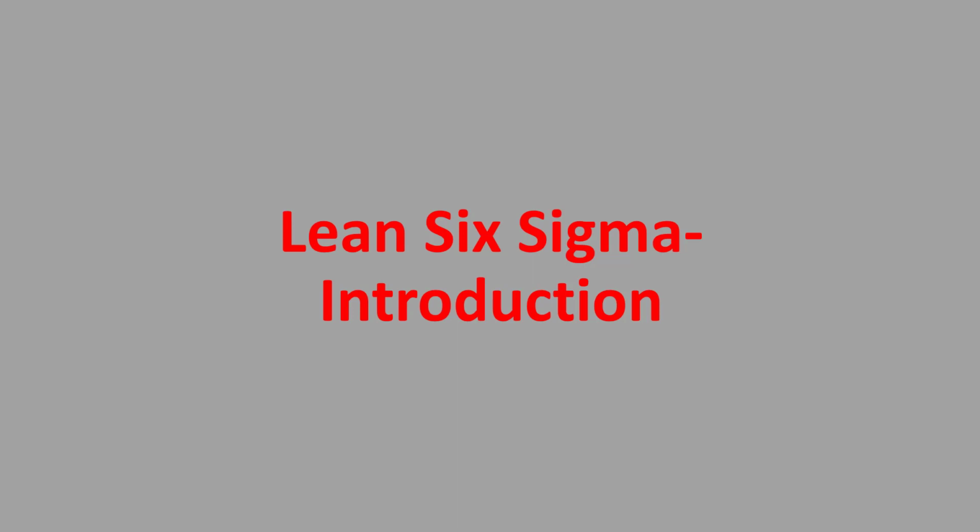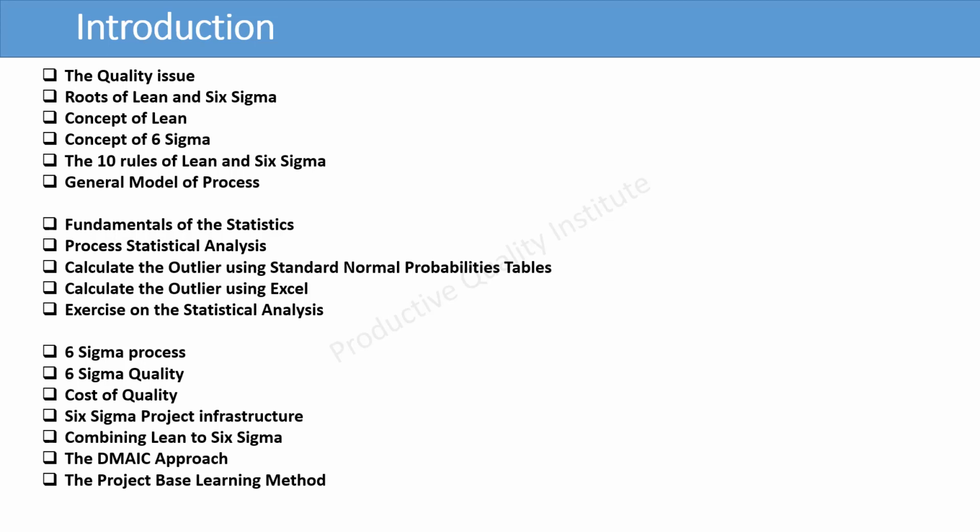Ladies and gentlemen, we will start now part 2 of the second lecture in the Introduction module. We will continue to understand the fundamentals of statistics. Also, we will continue to cover the following topics: fundamentals of statistics, process statistical analysis, calculating the outlier using standard normal probability tables, calculating the outlier using Excel, and an exercise on statistical analysis.